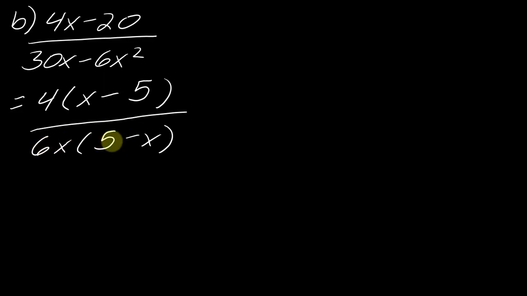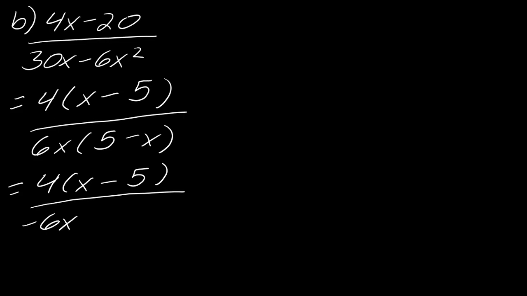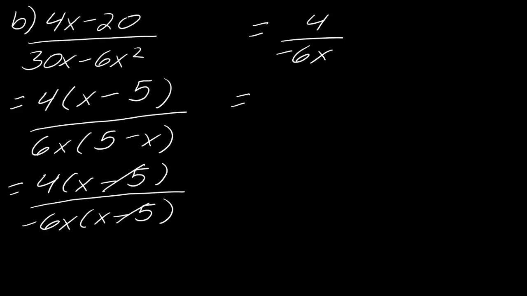So first things first, I'm going to rewrite the bottom, and I'm going to flip the order here. I'm not going to do anything to the top. And then I'm going to rewrite this now as -6 so that I can flip the order here. And again, it doesn't matter if you wanted to write this with the negative on top or on bottom. I'll make one other note about this in a second. So now I can go ahead and cancel these out. Now I'm left with 4 over -6x, which can simplify to 2 over -3x.